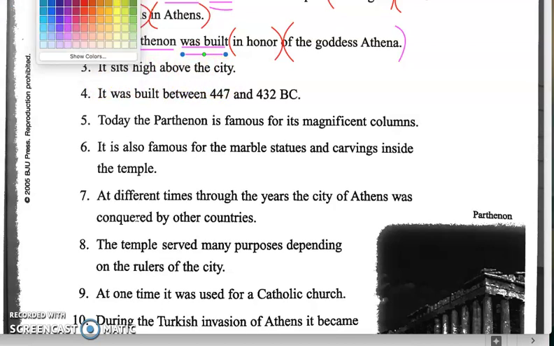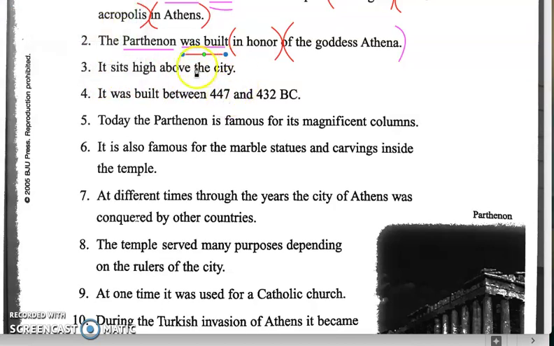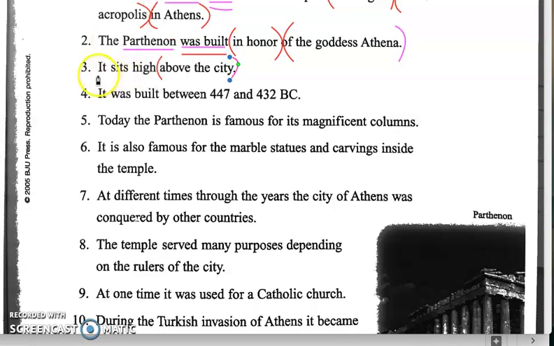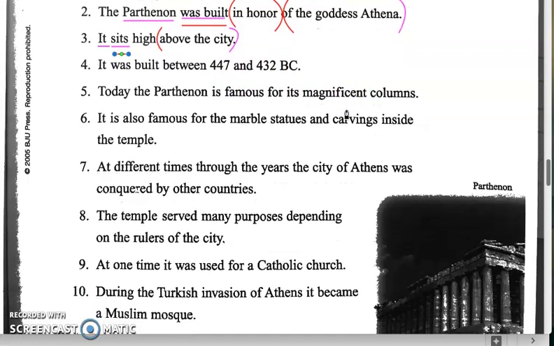Our preposition here is above. Above what? Above the city. So now our sentence became, it sits high. Subject, it. What's it doing? Sits. Verb is sits. Number 4, it was built between 447 and 432 BC.